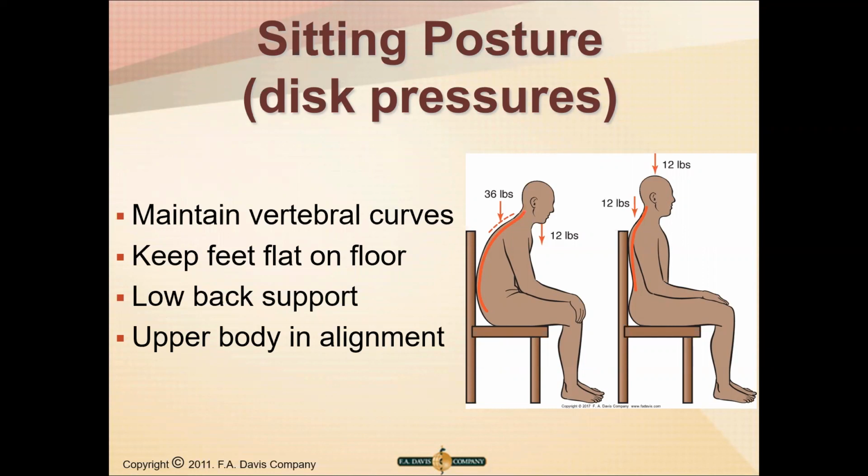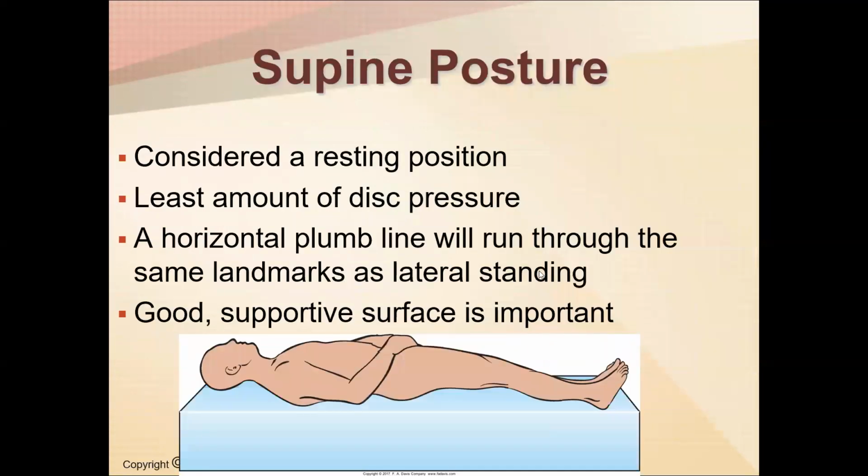When we're in sitting posture, we do want to maintain our vertebral curves as much as possible. We want to keep our feet flat on the floor and have some low back support in order to increase that lumbar lordotic curve and make sure our body's in upper alignment. If you look, just that slight amount of curvature in our upper spine drastically increases the pressure coming down on our intervertebral discs. It goes from 12 pounds of force 3 times up to 36 pounds of force.